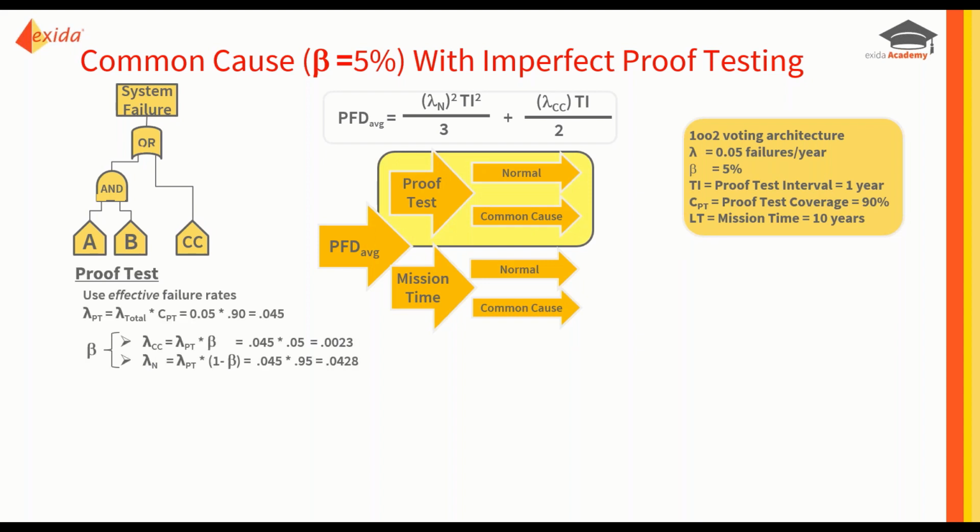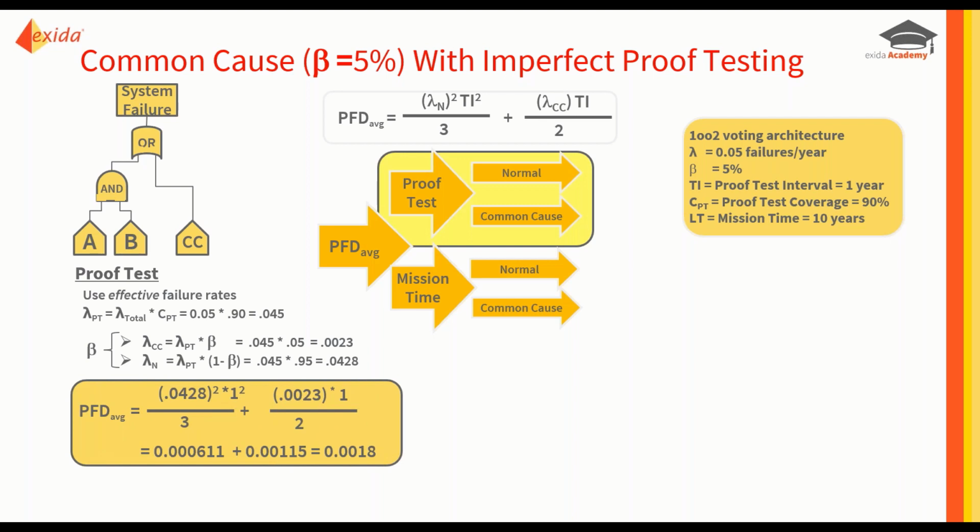So if we look at the proof test first, our lambda PT now is going to be the total failure rate, the 0.05, but now times the coverage, which is 0.9. And therefore, we end up with 0.045. So our common cause portion is going to be lambda PT times beta, which is 0.045 times the 5%. And then the normal or the independent, of course, would be the 1 minus. So therefore, we plug those numbers in, and we end up with 0.0018 as our contribution from the proof test.